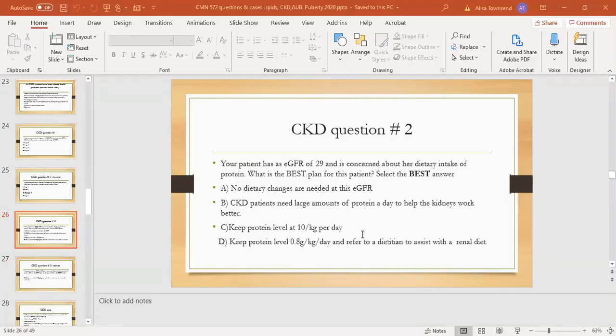All right, we have question 2. Your patient has an eGFR of 29 and is concerned about her dietary intake of protein. What is the best plan for this patient? Select the best answer. No dietary changes are needed at this eGFR. The CKD patient needs large amounts of protein a day to help the kidneys work better. Keep protein level at 10 kilograms per day. Keep protein at 0.8 kilograms per day and refer to dietitian to assist with renal diet. All right, looks like everybody has decided on D.